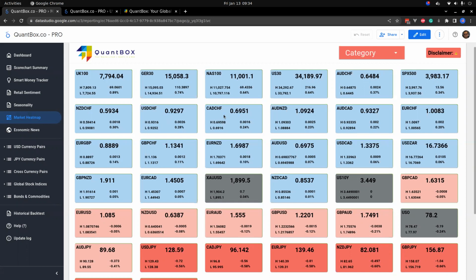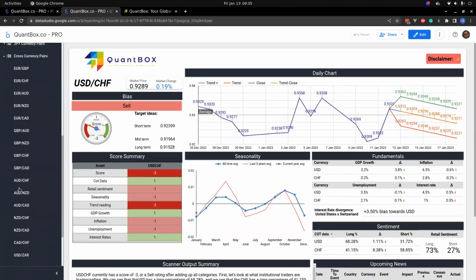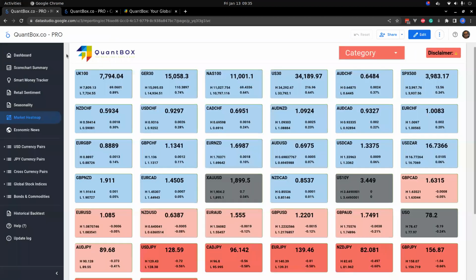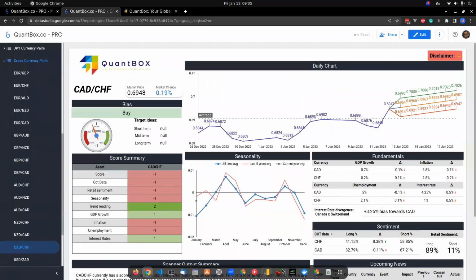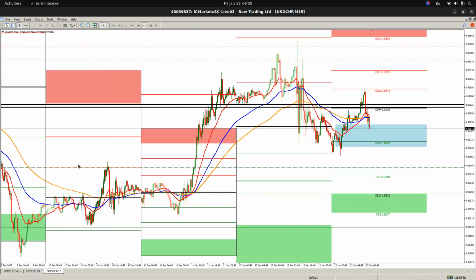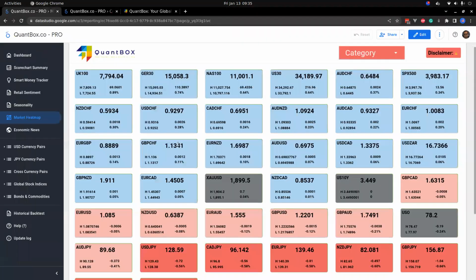Looking at CAD Swissy, we can see here, we've got a buy, price currently bullish. Can we continue the buy? Let's take a look. CAD Swissy, from a daily perspective, no, I'm completely out of position. Move on. Got to be strict.